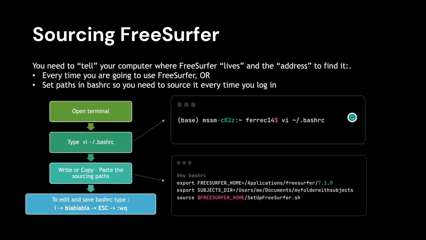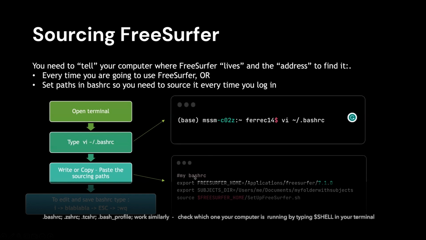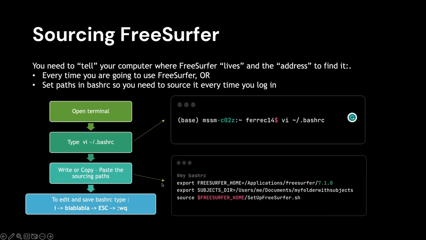The way to source it in your bashrc is that you just need to open terminal, then type vi bashrc, using these characters here. This will open a new screen. And in that screen, you will need to type these three lines, which are the FreeSurfer home, and just please type it exactly as it looks here. So export FREESURFER_HOME in capital letters, no spaces, with this one.